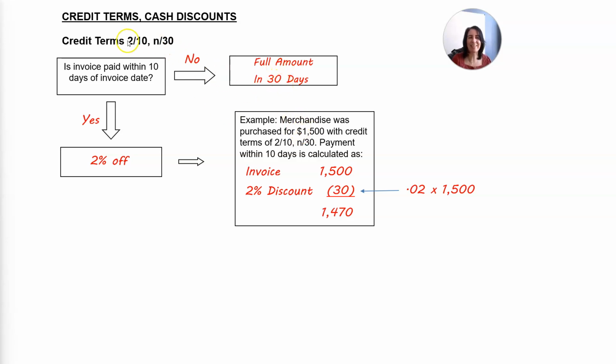All right. Like I said, these can be any terms. They can be 1/15, net 45. It's whatever discount you want. So it's percentage, number of days that the discount period applies to, or no discount, but how long you expect the bill to be paid.